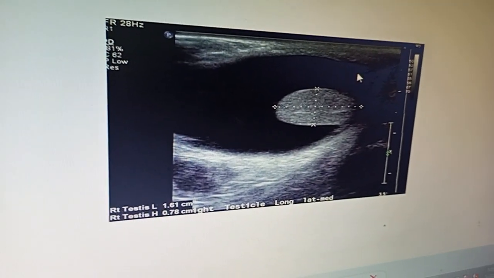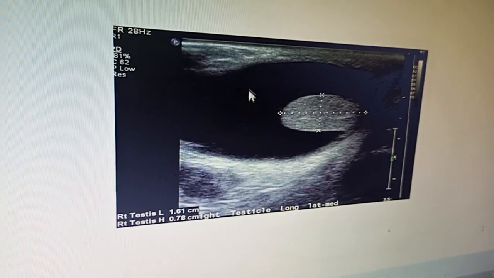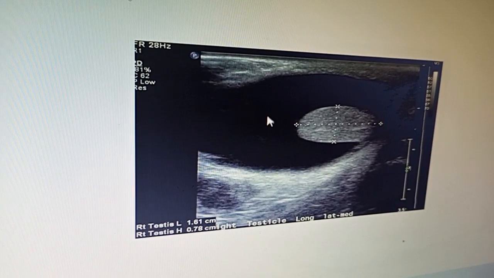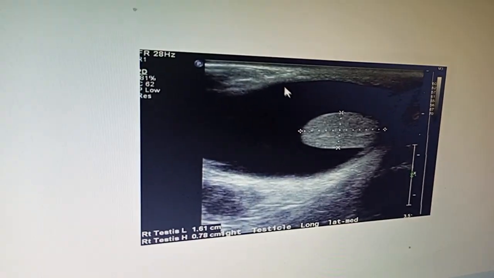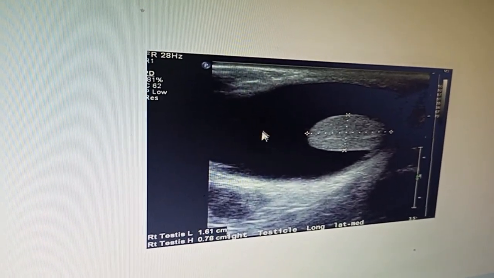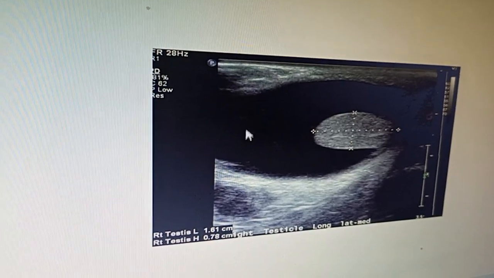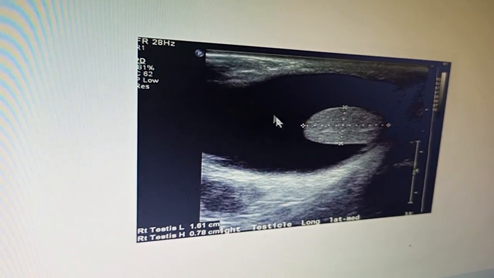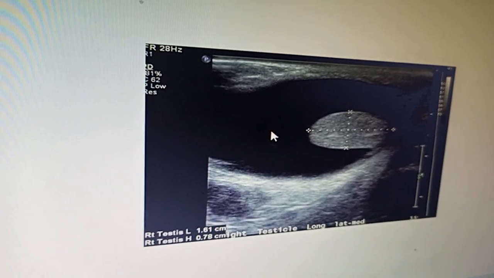This is the image of the hydrocele of the testes. This is anechoic fluid around the testis in the scrotal sac. You can see this is the collection of the fluid, and this is the testes. So this is the case of the hydrocele of the testes, collection of the fluid in the scrotal sac.